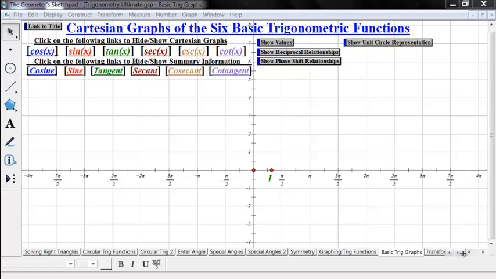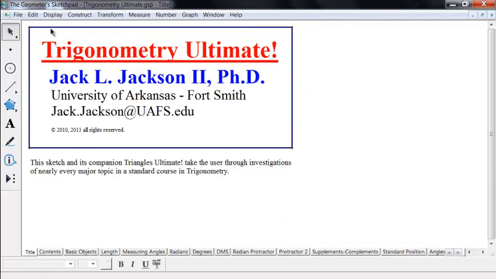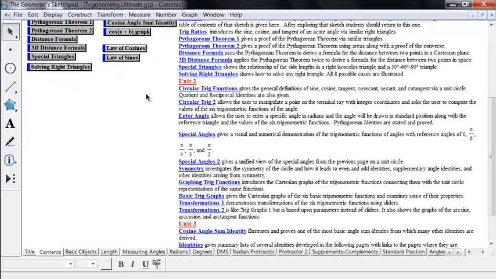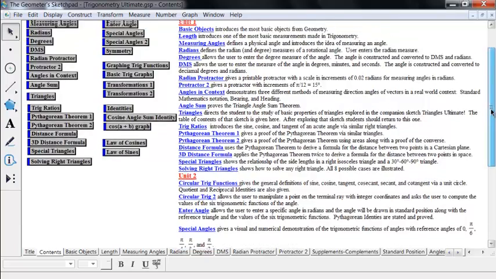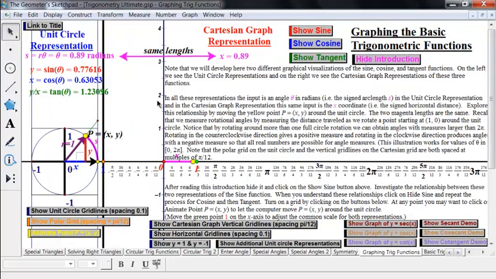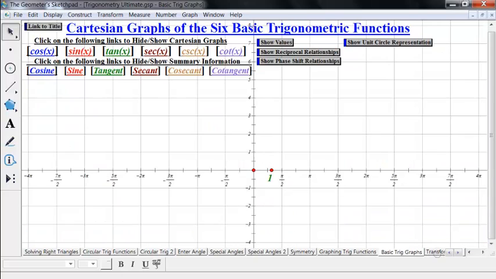This is Jack Jackson. We're going to be looking today at Cartesian graphs of the 6 basic trigonometric functions. And once again, as often, we're going to be using my sketch Trigonometry Ultimate. If you remember in our last video, we looked at this sketch, which had a lot of stuff on it, showing how we got from a unit circle representation to a Cartesian graph representation of our trig functions.